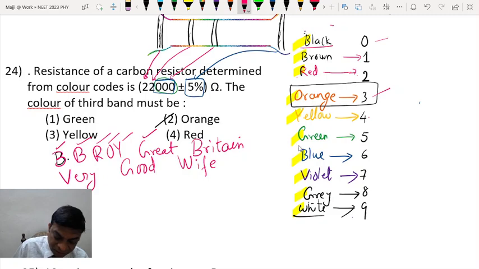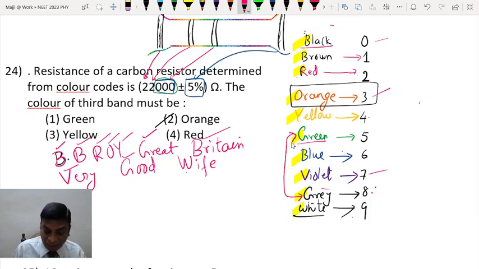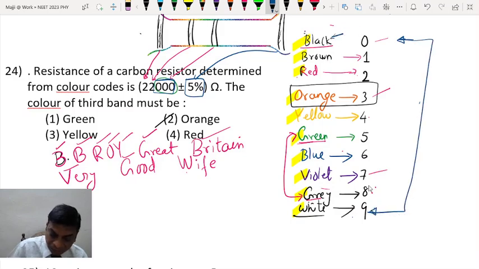Then here G stands for green. Then you have B for blue. Then V for violet, indicating 7. G, good, gray for 8, and white for 9. Now, one small confusion could be there. There are two G's coming here, green and gray, and both start with GRE. To avoid this confusion, students, what I personally recommend is this. Look at the first color: the topmost color is black, and the bottommost color is white. Now, brown is close to black, and gray is close to white.